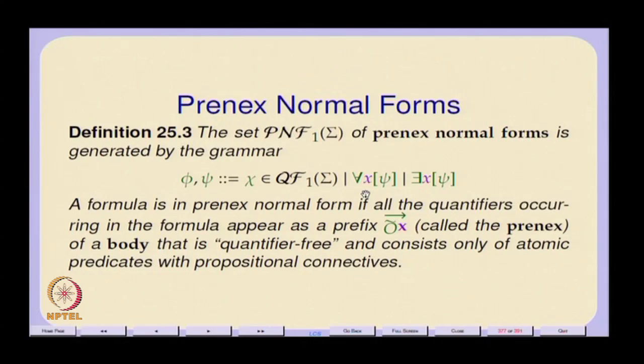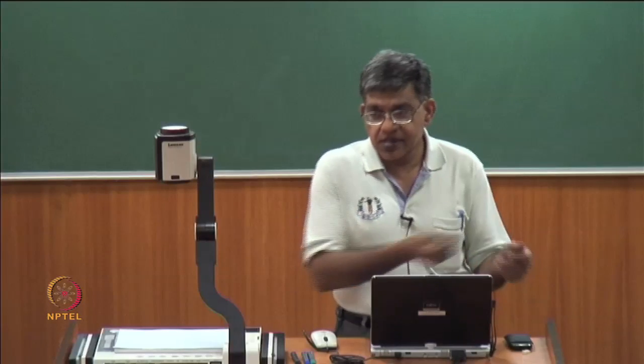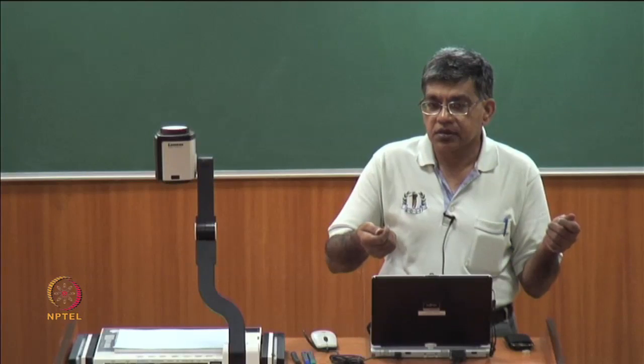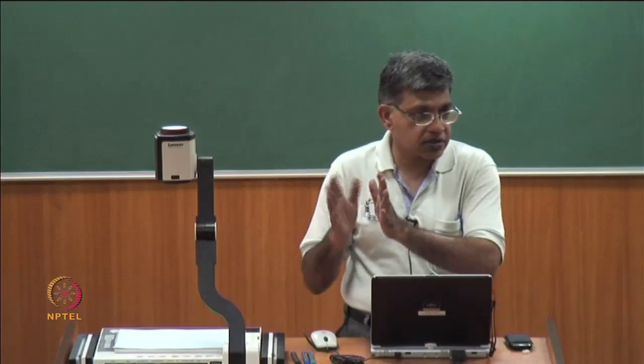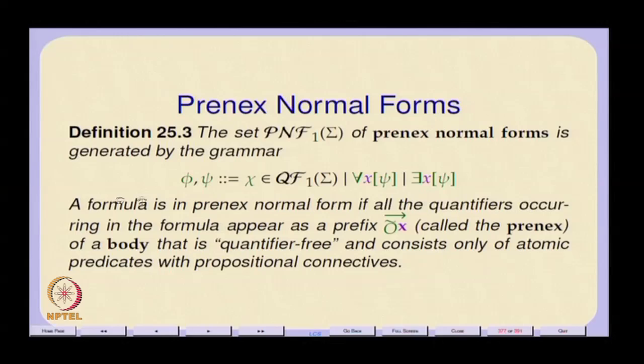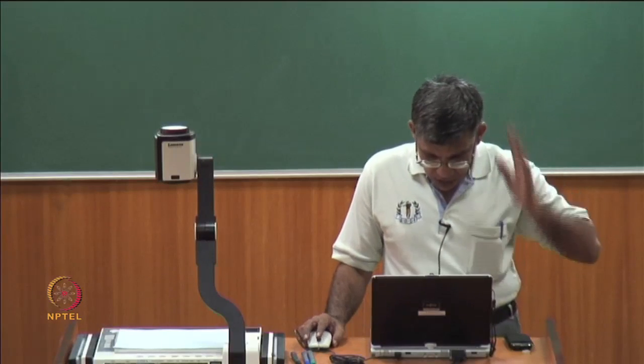So, the formulas that are generated are such that there is a sequence of quantifiers and then there is a quantifier free body. That is a Prenex normal form. A formula is in Prenex normal form if all the quantifiers occurring in the formula appear as a prefix, which is a vector of quantifiers called the Prenex, and then there is a body that is quantifier free and consists of only atomic predicates and the propositional connectives, not, or, and so on.